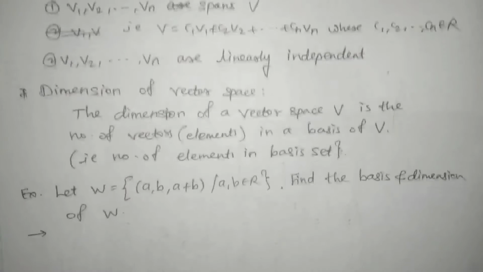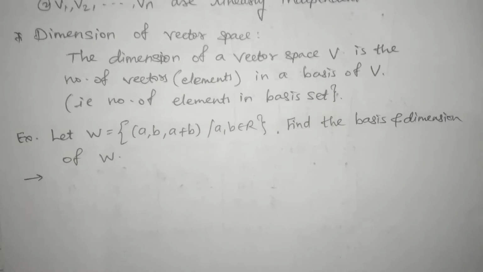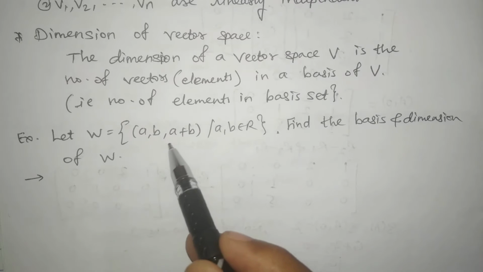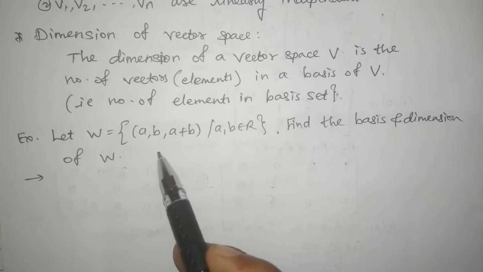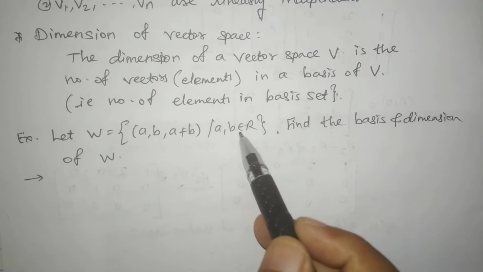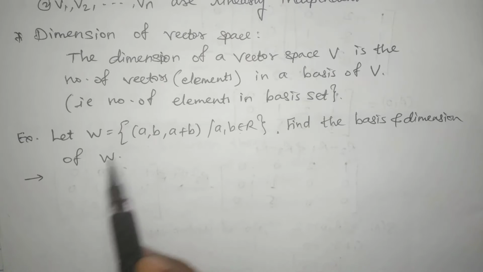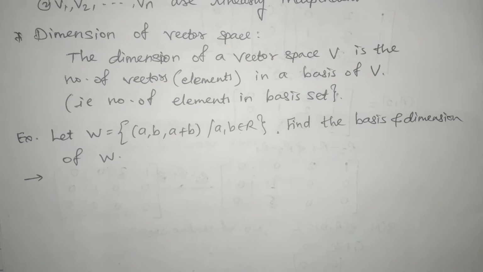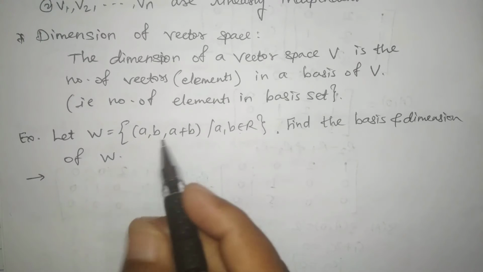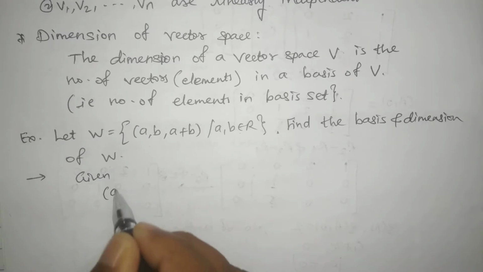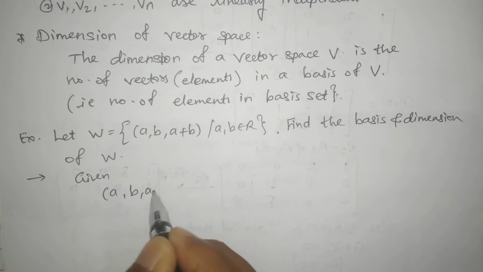Then the first example. Let W equal the set of elements (a, b, a plus b). This is a row vector, such that the condition is a and b are real numbers. So we have to find the basis and dimension for this subspace W. Okay, so how to find the basis and dimension? See, given this row vector, we can write a, b, a plus b.